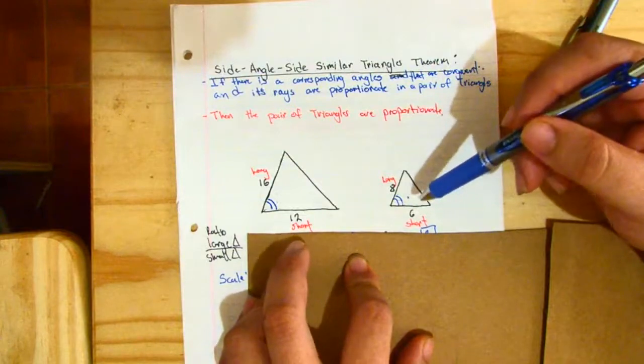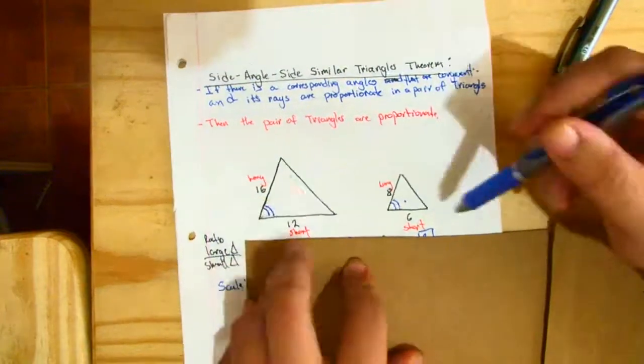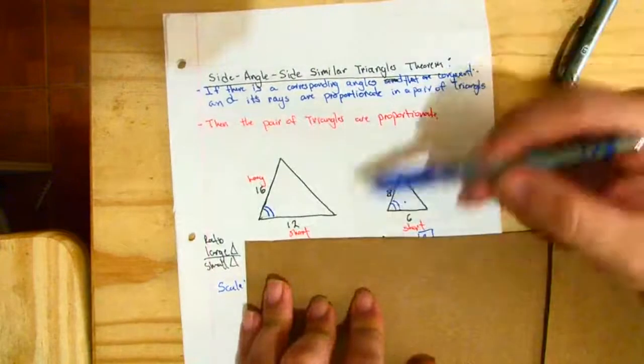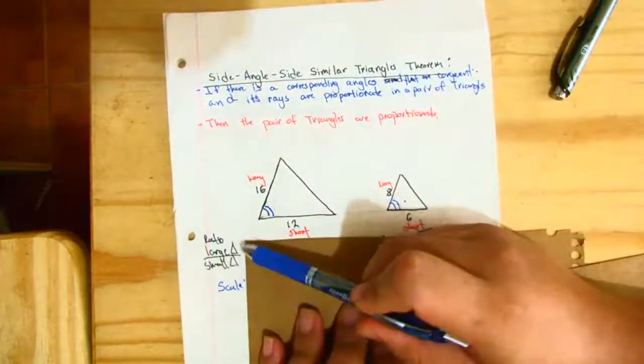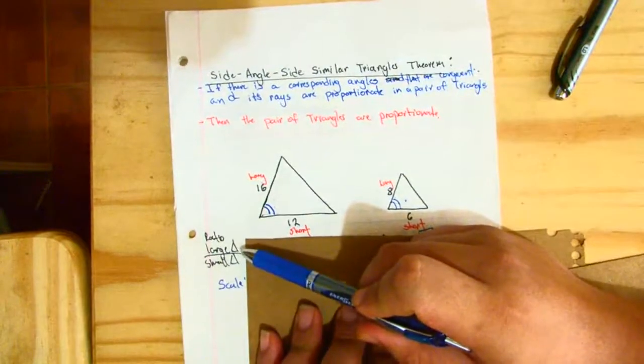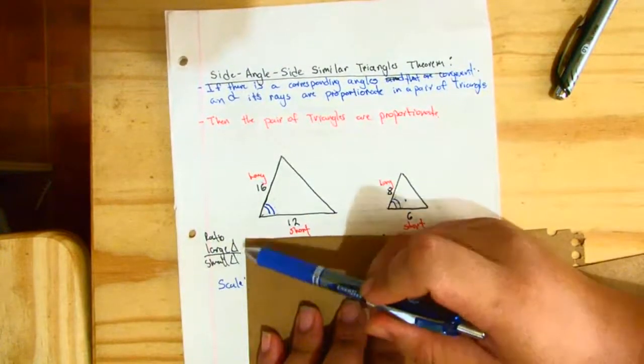proportionate to the long leg. If it's proportionate, then we can determine that these two triangles are proportionate. Once again, the ratio we're going to be using depends on you. This time we switch it up, right?